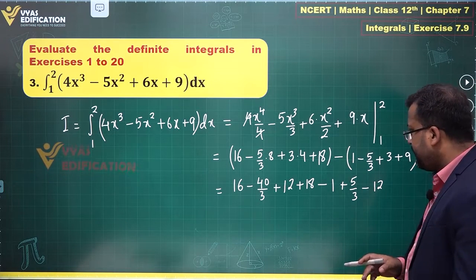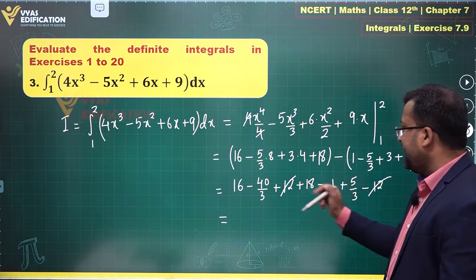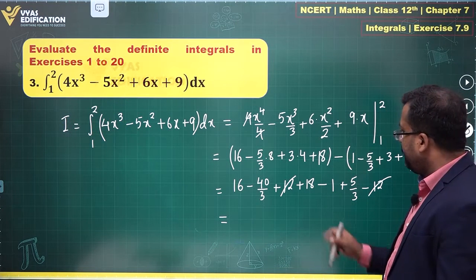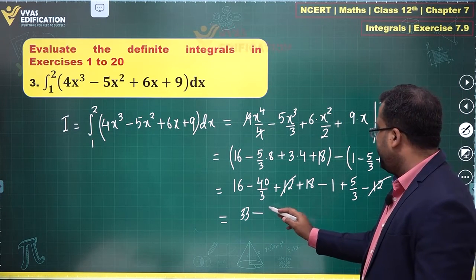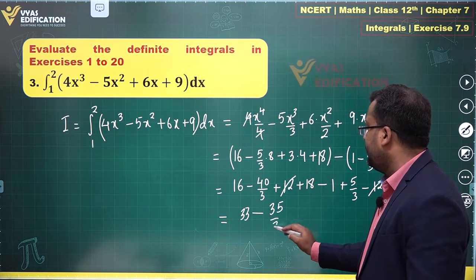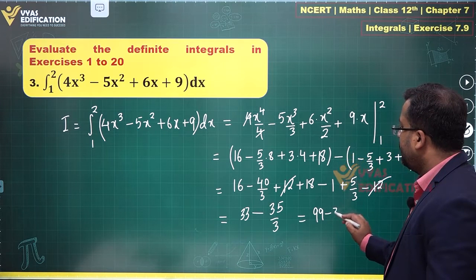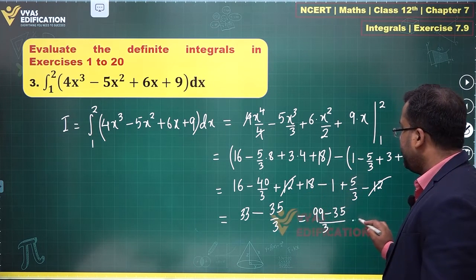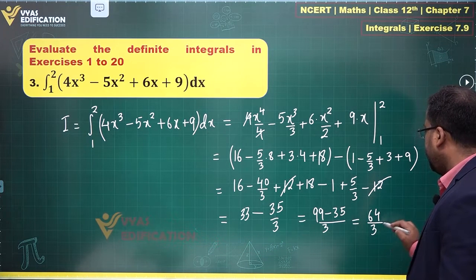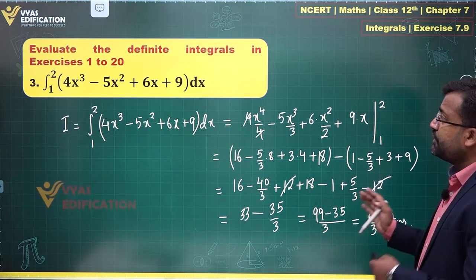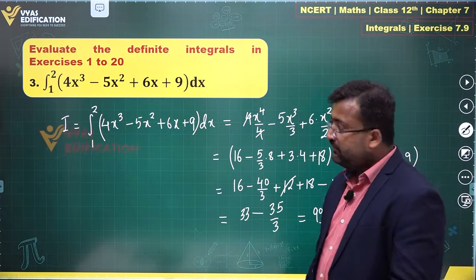This is what you'll get. And 12 goes with 12, as you can see. So 16 plus 18, what is that? 16 plus 18 will be 34, minus 1 is 33, and minus 40 by 3 plus this will be minus 35 by 3. I can add them together. This is 99 minus 35 upon 3, which simplifies to 64 upon 3, which is the required answer for this particular question. This is the third question for us, and that's the final answer for this third question.